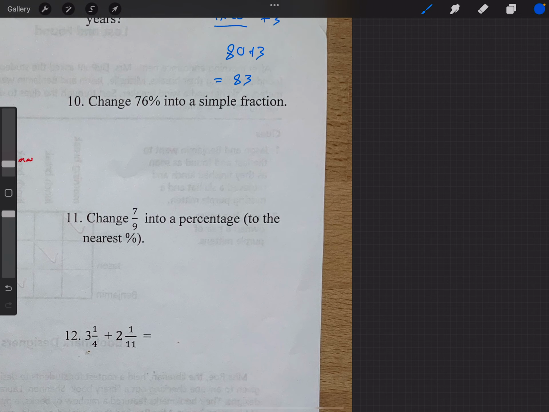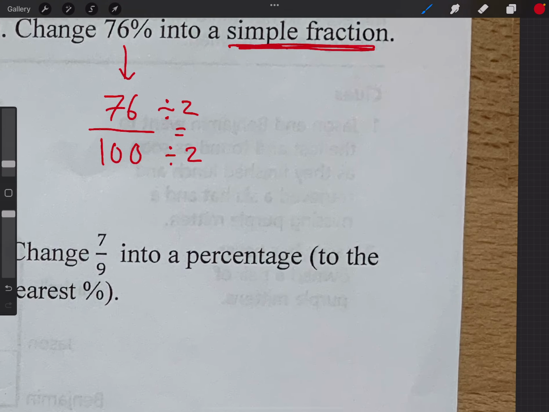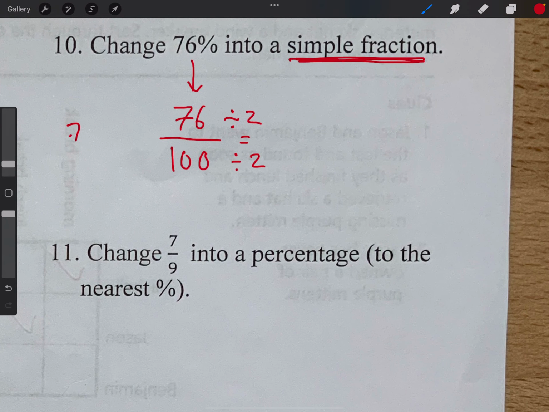Question 10. Change 76% into a fraction. So all we're going to do is put the number 76 over 100. And now you need to simplify it. Let's divide it by 2. We know they're both divisible by 2, they're even numbers. So what's 76 divided by 2? Let's find out.